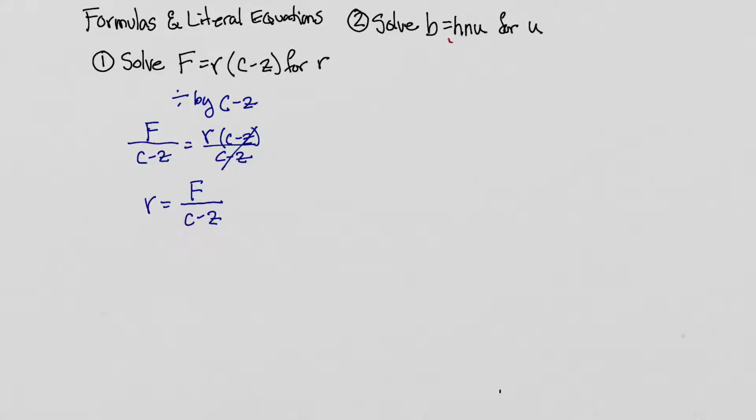Now notice that u is being multiplied by hn. So if u is being multiplied by hn, we can undo that multiplication if we just divide by hn. And things will look like this. b divided by hn equals, now let's not write everything here. If we divide this side by hn over hn, they cancel out, and we are just left with u. So we can write it this way, or if you like, you can write it u equals b over hn.